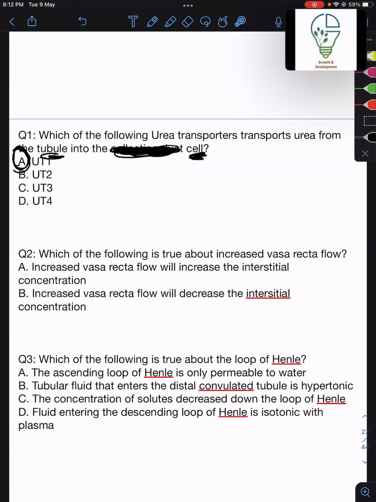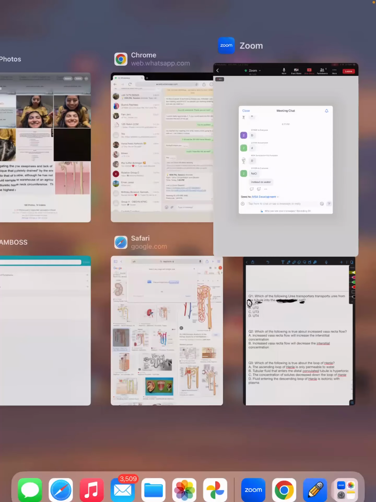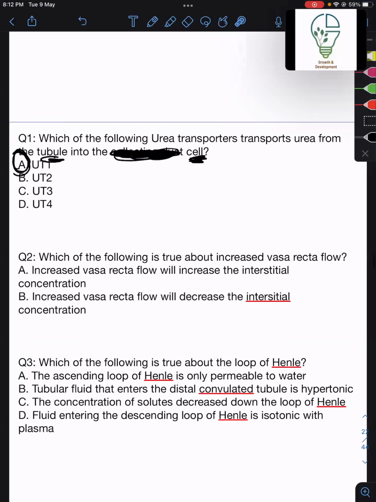So the ascending loop of Henle is only permeable to water. How would I fix this? What is the correct way to say this? Ascending loop of Henle is only permeable to salts. Good. And then the descending limb is only permeable to water. That's the other way you can fix this.